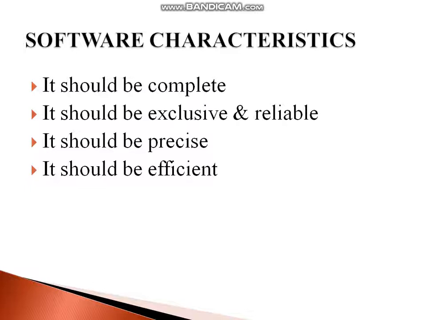Next thing is software characteristics. There are 4 characteristics. First one is complete. The final product or software should not miss out any of the required functions. Next one is it should be precise. Unwanted steps and operations should be eliminated.